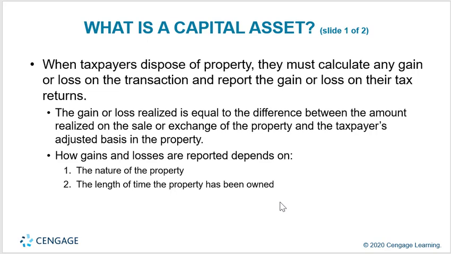So what is an asset? What is a capital asset? So when taxpayers dispose of property, they must calculate any gain or loss on the transaction and report the gain or loss on their tax return. The gain or loss realized is equal to the difference between the amount realized on the sale or exchange of the property and the taxpayer's adjusted basis of the property. How gains and losses are reported depends on the nature of the property and the length of time the property has been owned.